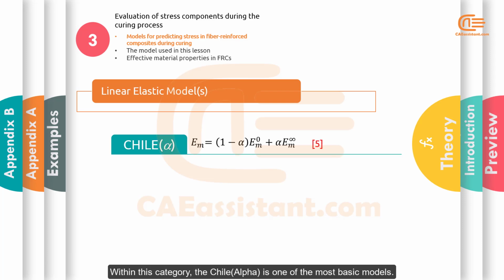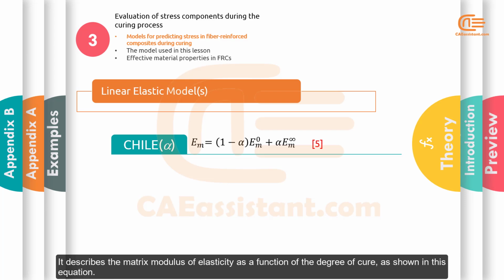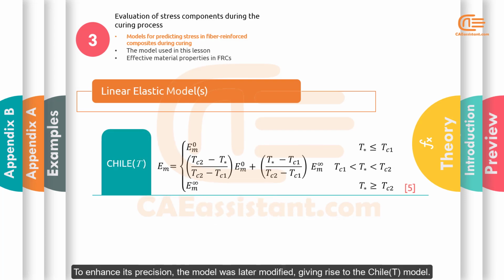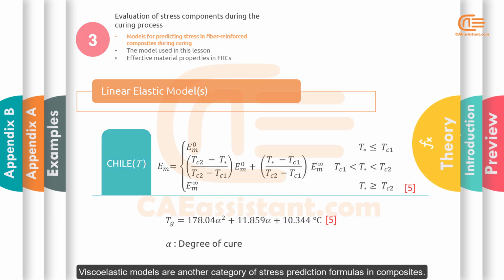Linear elastic models are the first and simplest formulations proposed to calculate stress in composites. Within this category, the CHILE alpha is one of the most basic models. It describes the matrix modulus of elasticity as a function of the degree of cure, as shown in this equation. The CHILE alpha model, though simple to use, has low accuracy. To enhance its precision, the model was later modified, giving rise to the CHILE T model.